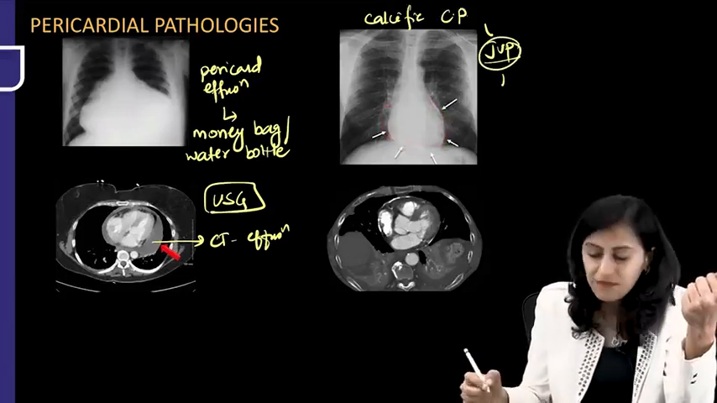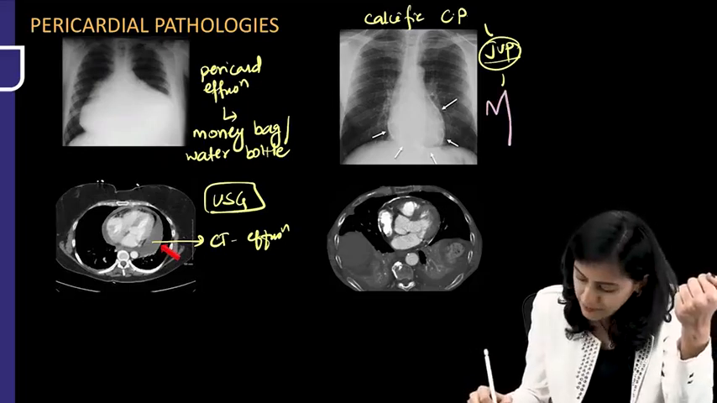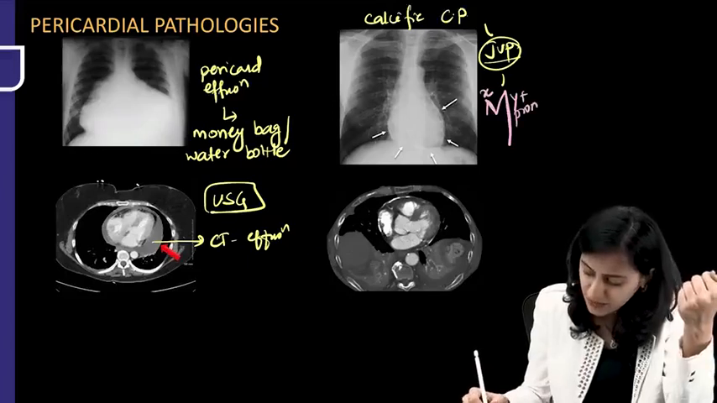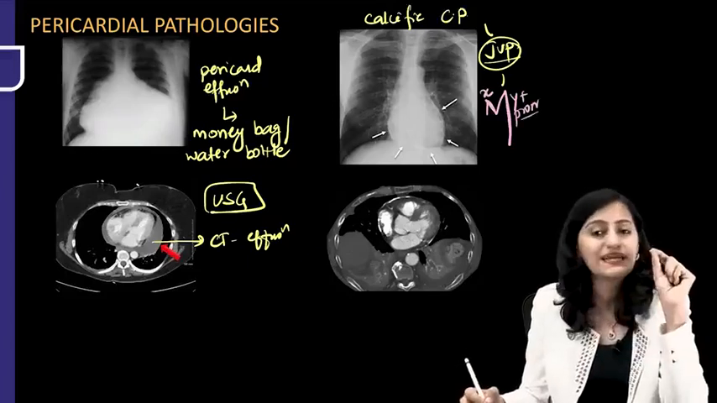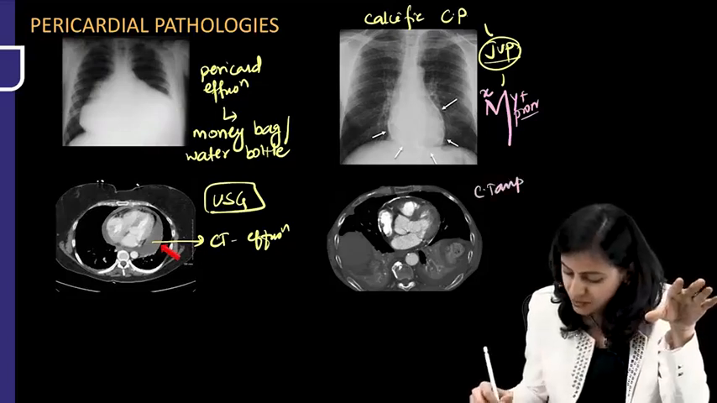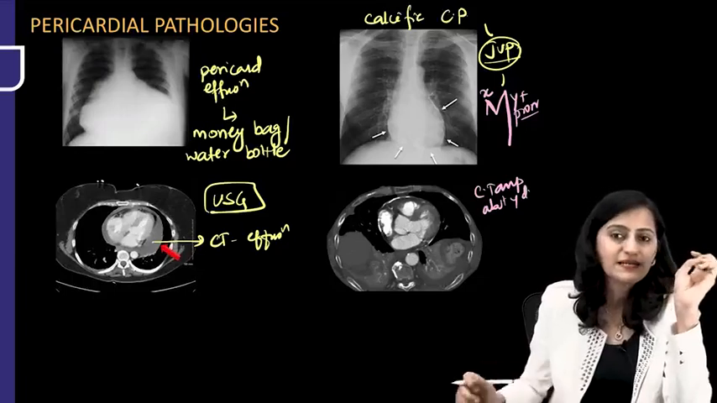What do you see in JVP in constrictive pericarditis? Remember the M pattern. The M pattern tells you the X descent is present, the Y descent is present, and the Y is a prominent Y descent. So both are present. Versus in cardiac tamponade, you have absent Y descent.